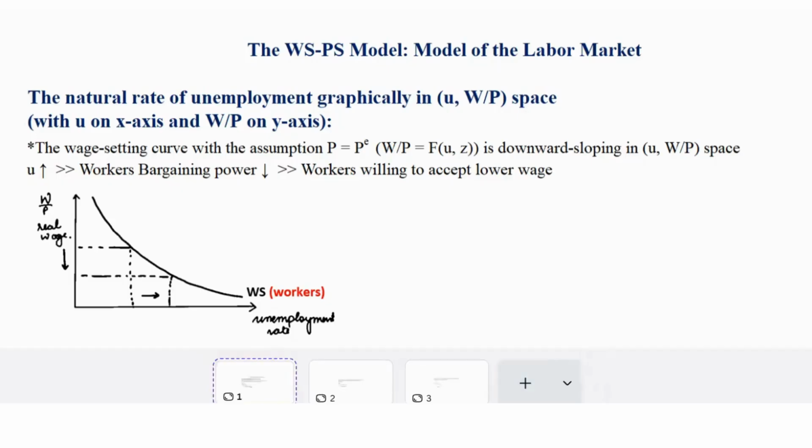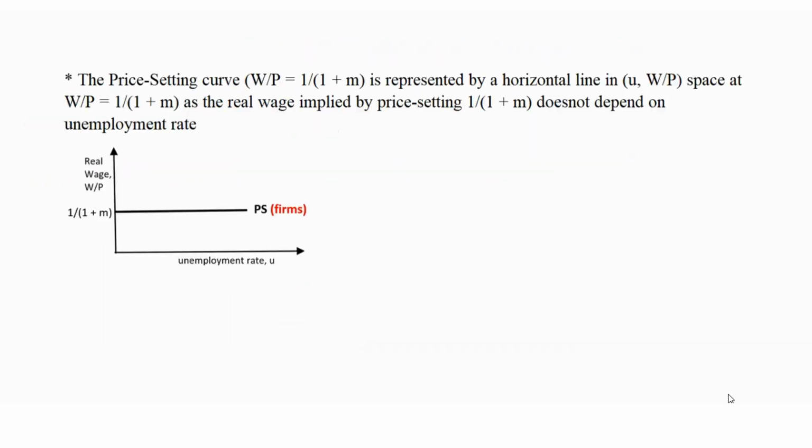Now let's look at how we plot the price setting curve. So first let's recall the price setting curve shows us the real wage firms are willing to pay. Now the price setting curve, given to us as W/P is equal to 1/(1+m), is represented by a horizontal line when we take unemployment rate on the horizontal axis and real wage on the vertical axis, and we plot it as a horizontal line at W/P is equal to 1/(1+m).